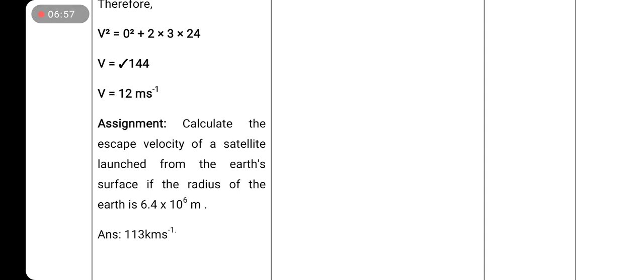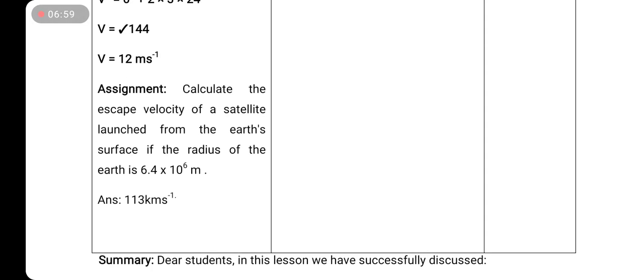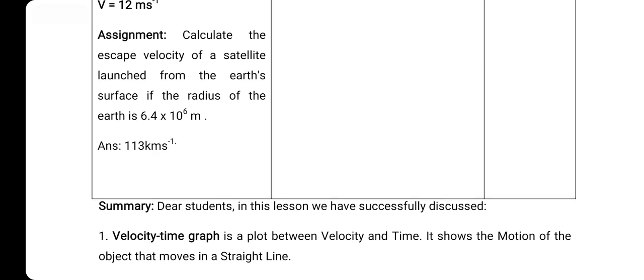Assignment. Calculate the escape velocity of a satellite launched from the Earth's surface if the radius of the Earth is 6.4 times 10 to the power of 6 meters.